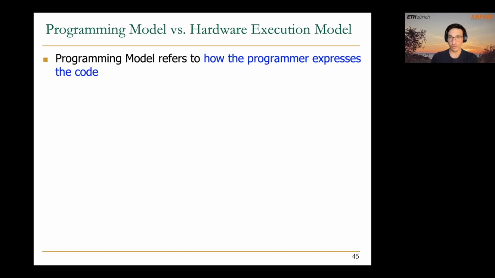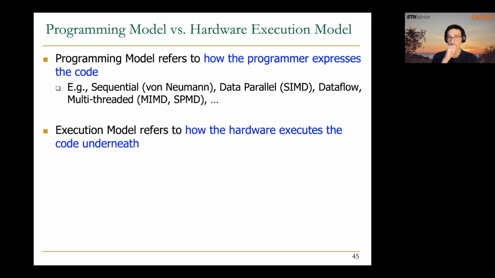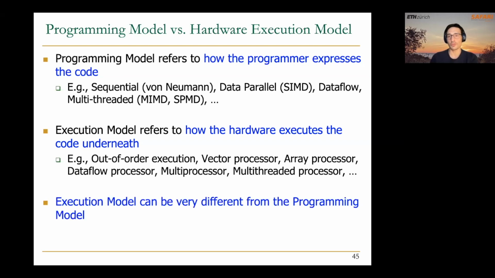So the programming model refers to how the programmer expresses the code, and this can be done in a sequential way, for example, if you just write code in plain C, or in a data parallel manner, for example, if you use SIMD instructions, or in a data flow, or in a multi-threaded manner. The execution model refers to how the hardware executes the code underneath. And this can be an out-of-order processor, or a vector processor, or an array processor, or other types of processors.